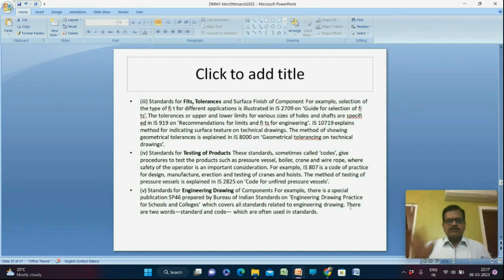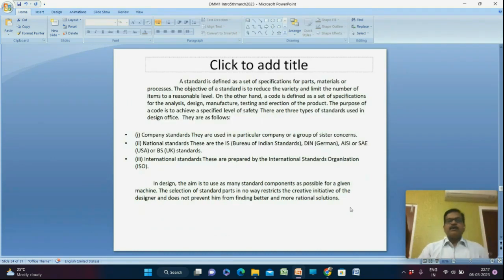There are two words, standard and code, which are often used in the standards. A standard is defined as a set of specifications for parts, materials and processes. The objective of the standard is to reduce the variety and limit the number of items to a reasonable level. On the other hand, a code is defined as a set of specifications for analysis, design, manufacture, testing, and erection of the product. The purpose of the code is to achieve a specified level of safety.